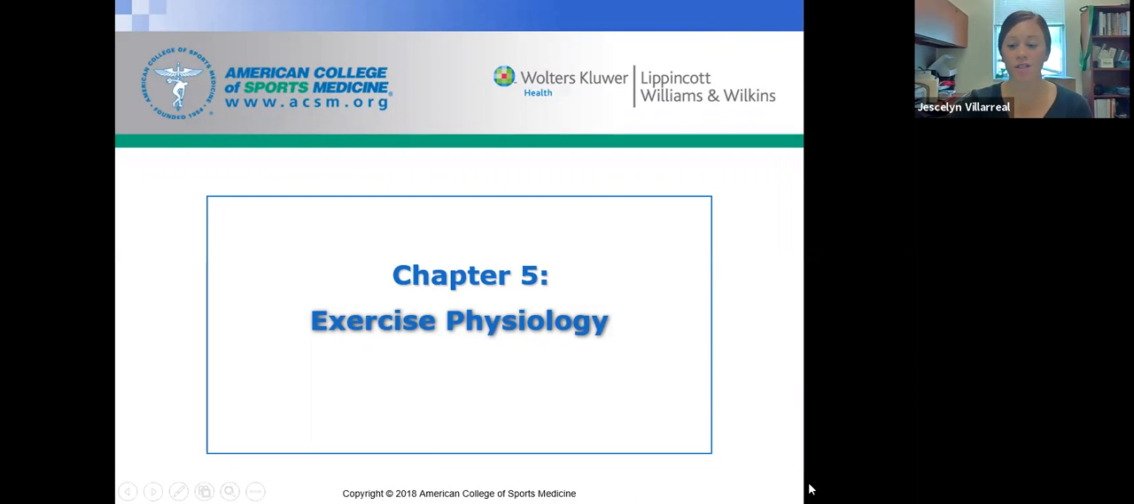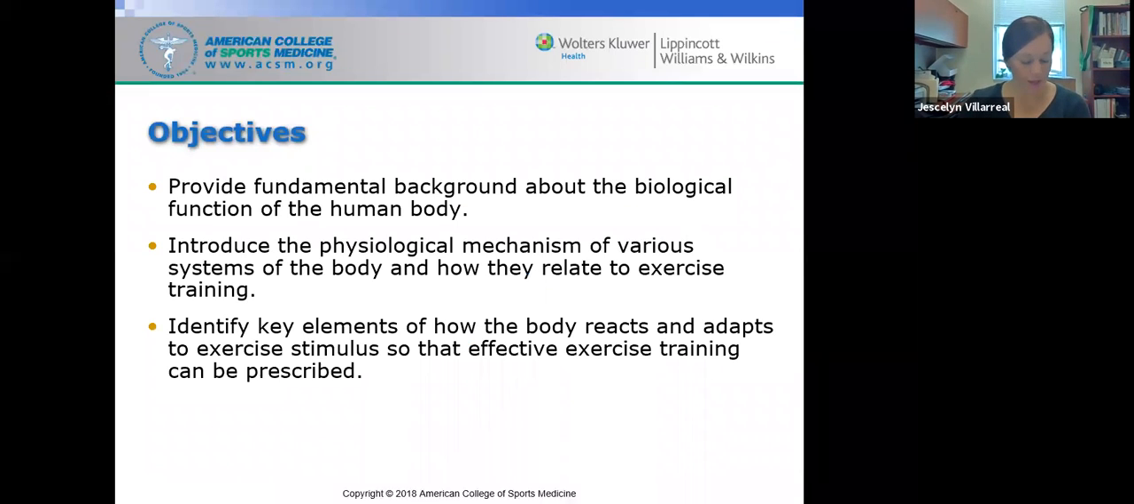So exercise physiology is the focus for today, and we're looking at the background of biological function of the human body. So what do your insides have an effect on your movement and how your body functions? We'll look at the physiological mechanisms of different systems in your body and how they relate to exercise. And then we'll look at key elements of how your body reacts and adapts to exercise stimulus so that effective exercise training can be prescribed.